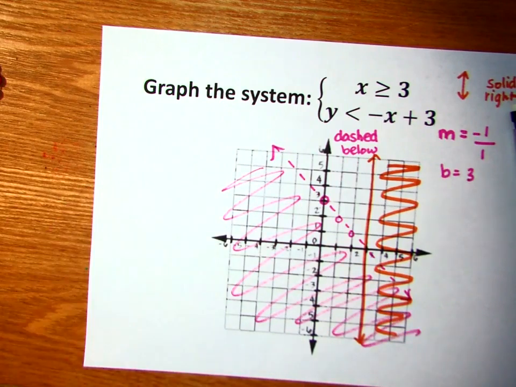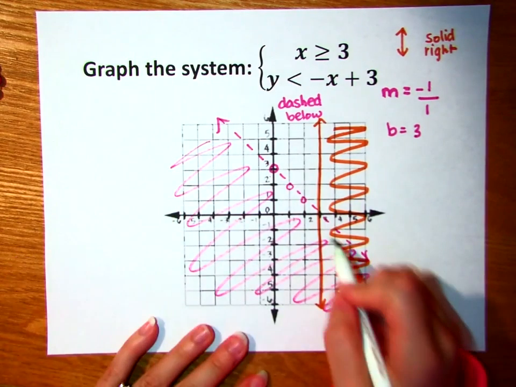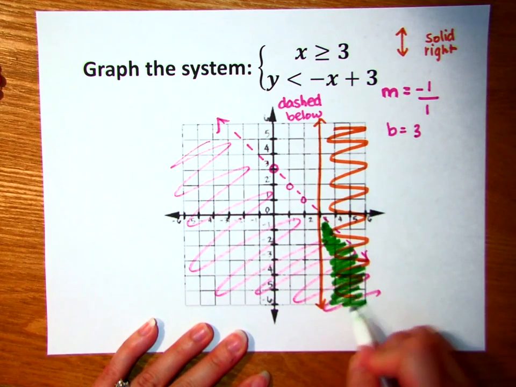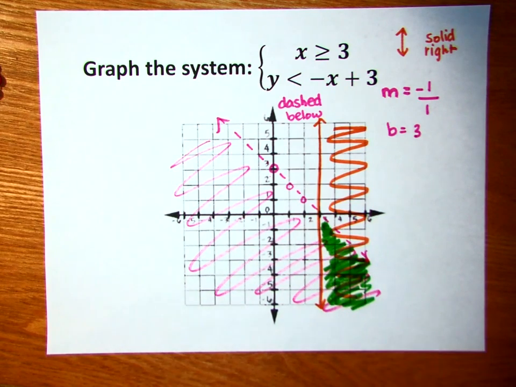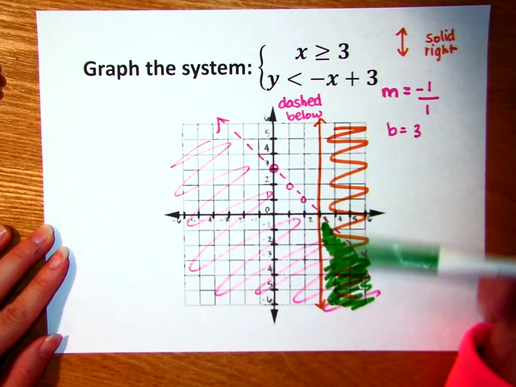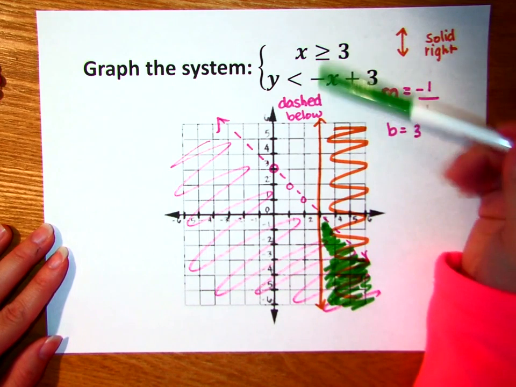What you're looking for is where there is a double shaded region. The double shaded region is this section right in here where we have both the brown and the pink. So that means anything in this section with the green now is a solution. It has to be in the double shaded region to be a solution. So for example, the point 4, negative 4 is a solution. That means it works for both of these equations.